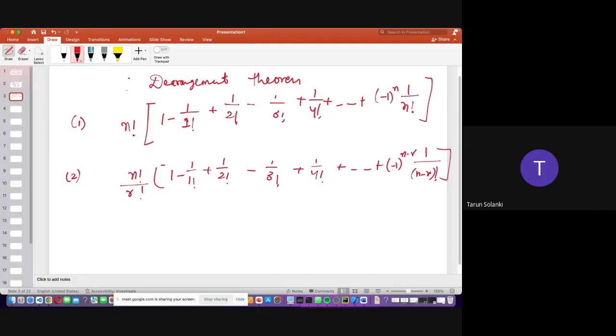Okay, these two formulas you need to learn. So the first one is, if n items are arranged in a row, then the number of ways in which they can be rearranged so that none of them occupies the place assigned to it. Second is, if n things are arranged at n places, then the number of ways to rearrange exactly r things at the right places. Okay. We will take a few problems based on this.